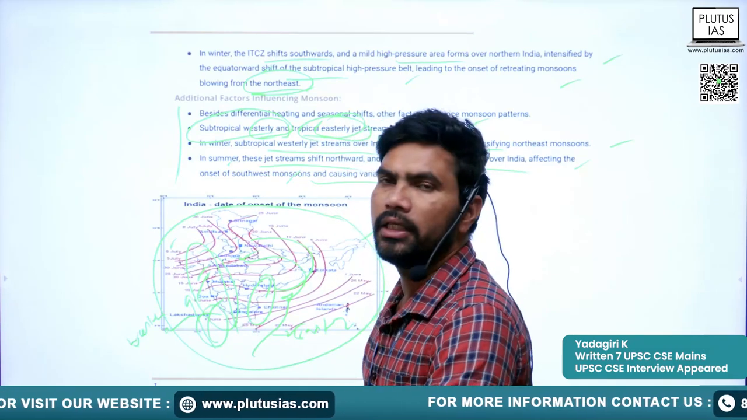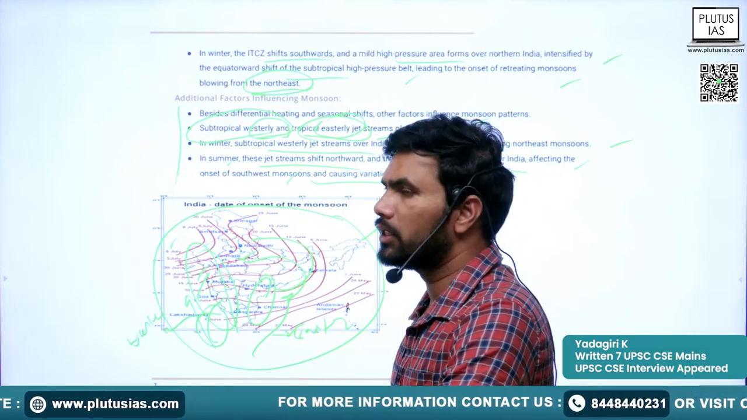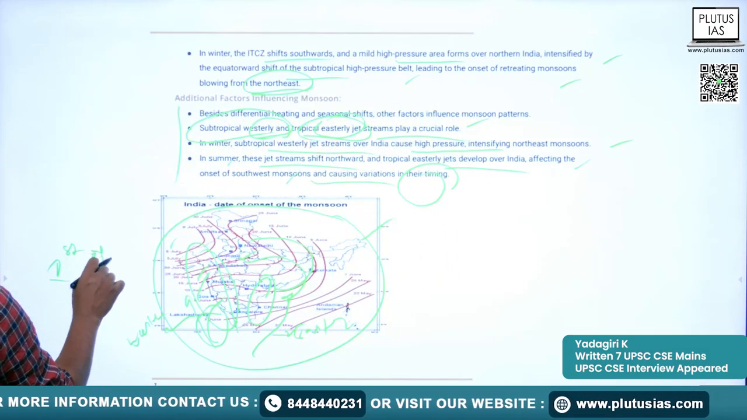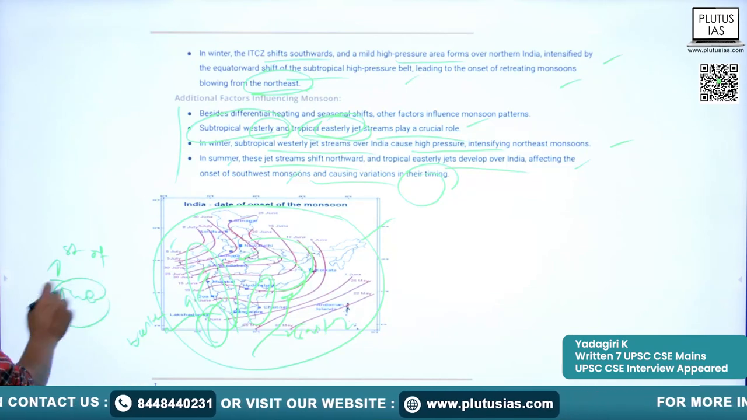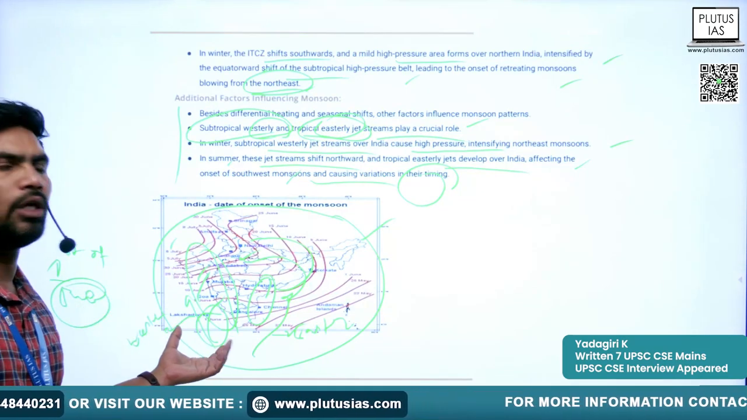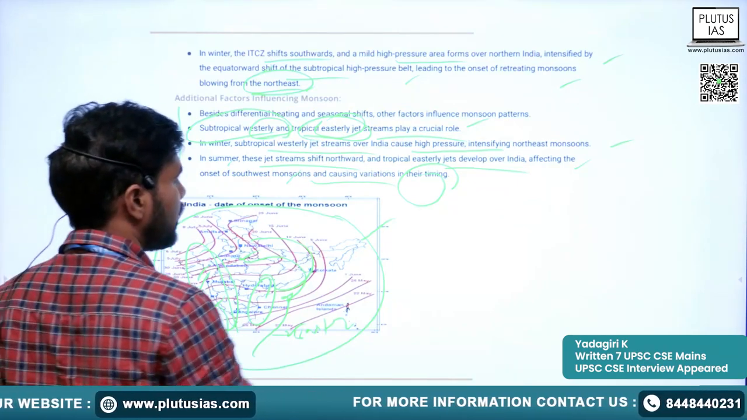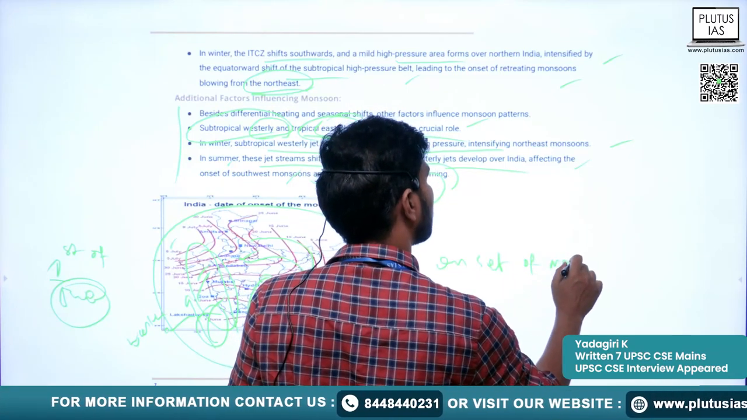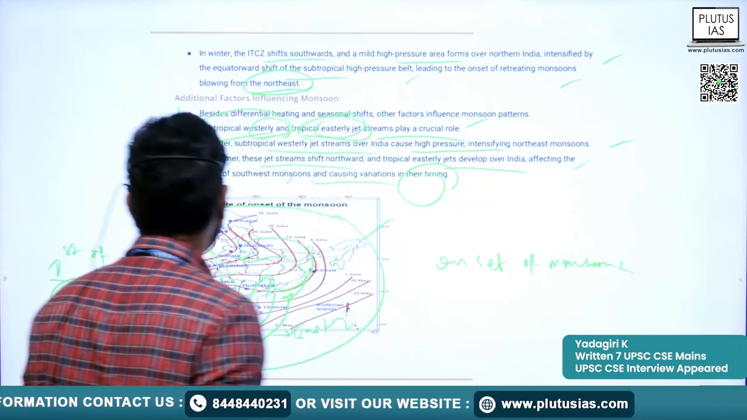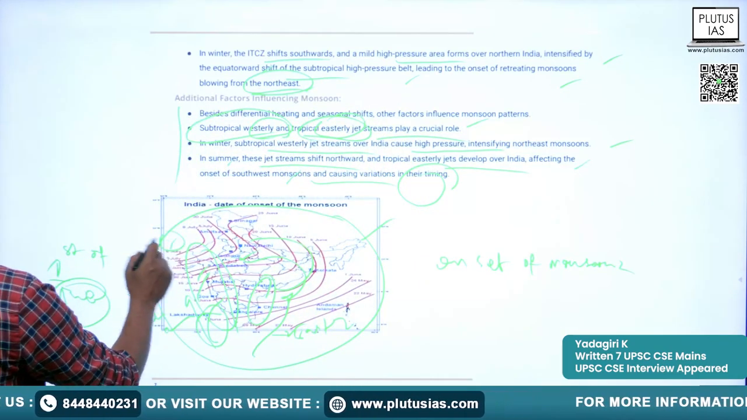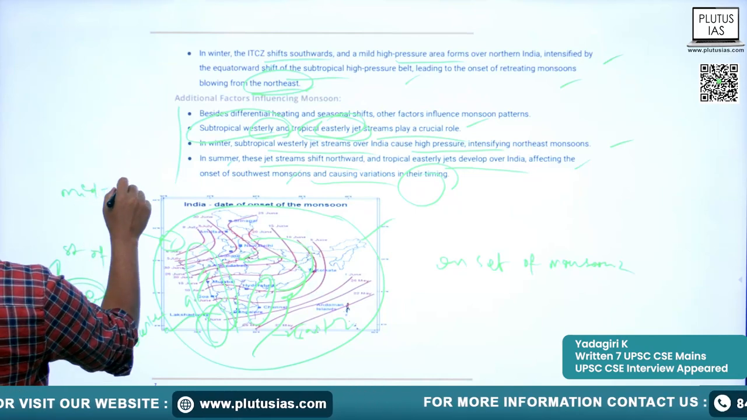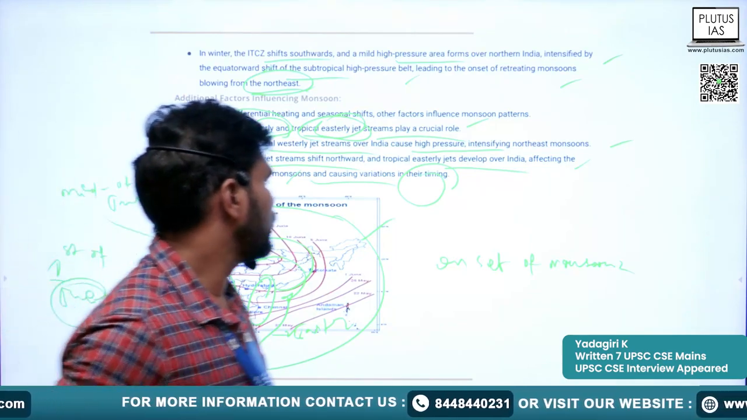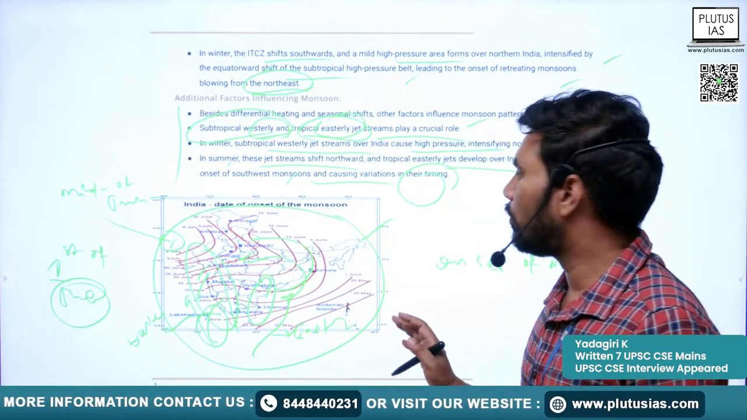Basically, the southwest monsoons hit the Kerala coast generally on the 1st of June. When the southwest monsoon hits the Kerala coast, it is known as the onset of monsoons. Generally, by the mid of July, the entire country will be covered by the monsoon. So this is some brief information about the monsoons.